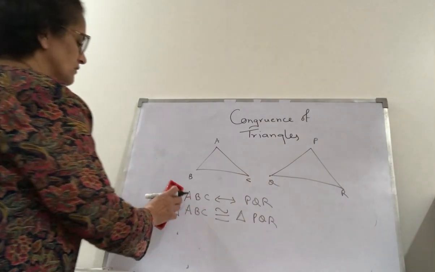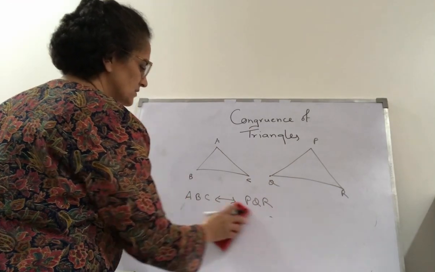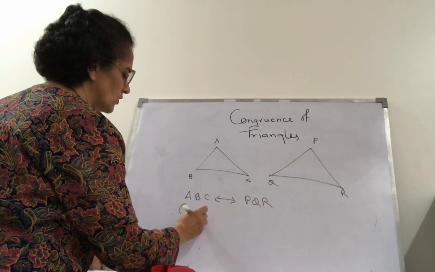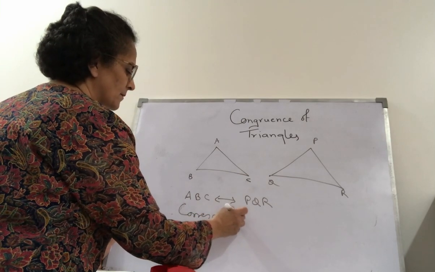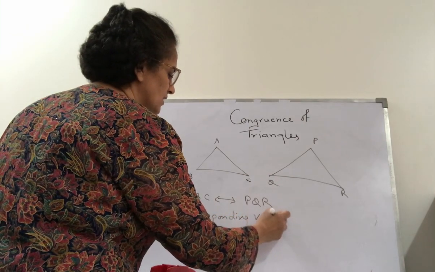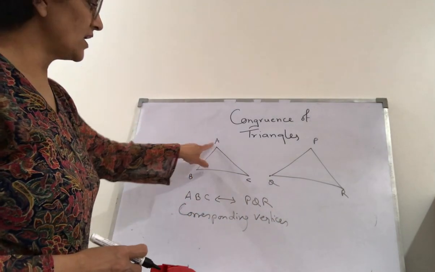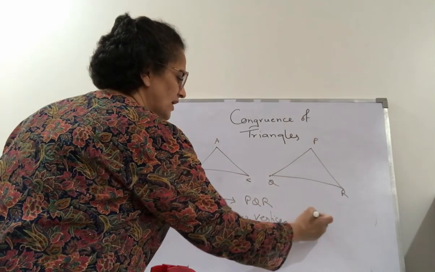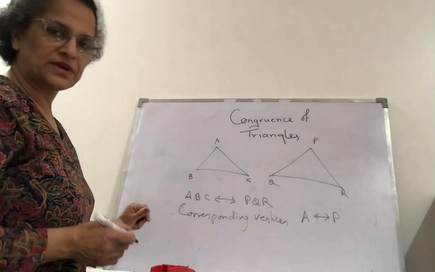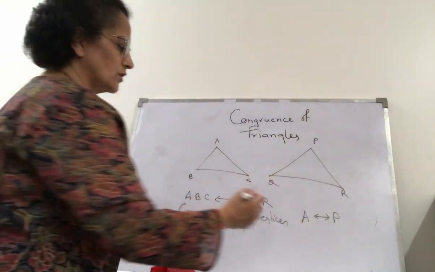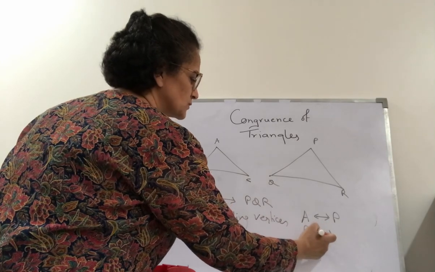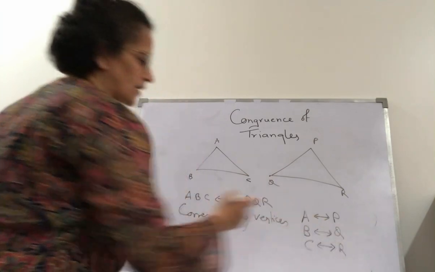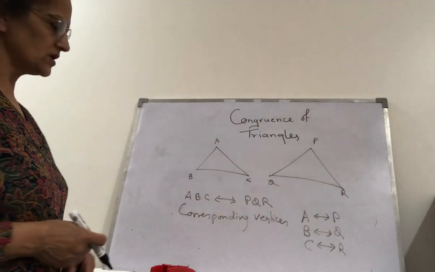So let's talk about the vertices, sides for these two triangles. If this is the correspondence, we will have corresponding vertices. From here we can see A corresponds to P. So we can write A corresponds to P. B corresponds to Q. So we can write B corresponds to Q. C corresponds to R.